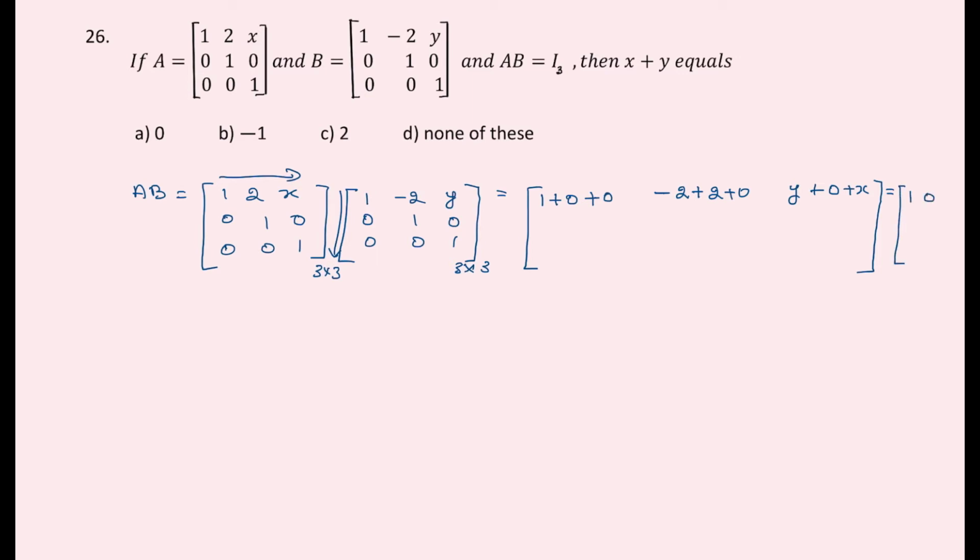Identity matrix is 1, 0, 0, 0, 1, 0, 0, 0, 1 of order 3. Now by equating the corresponding elements, we get x plus y equal to 0. The answer is A. We need not multiply the other rows and columns. Even if you multiply, you will get 0, 1, 0, 0, 0, 1.